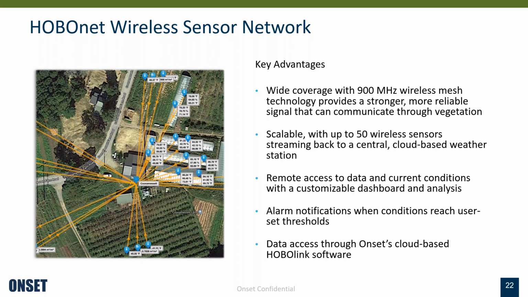We've had as many as 80 sensors communicate back to one station. Most people probably don't need that in that small an area, but as many as 50 spread out, especially for soil moisture and temperature, makes a lot of sense for many applications. It's going to give you that remote access. It saves you money because you don't have to visit the site. You can set up alarms specifically used for frost. And again, you're going to have access through our cloud-based HOBOlink software.